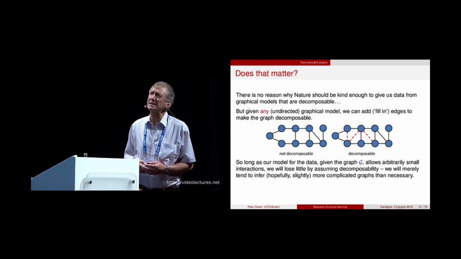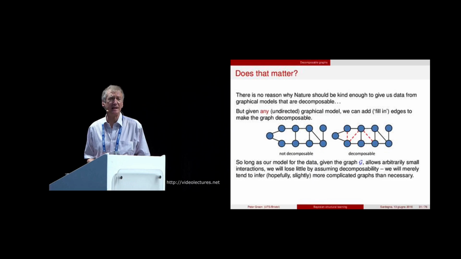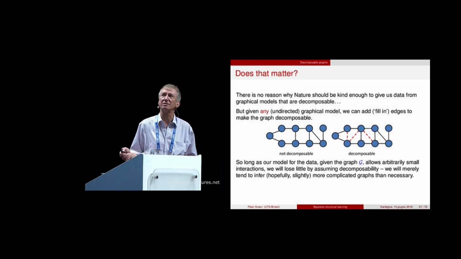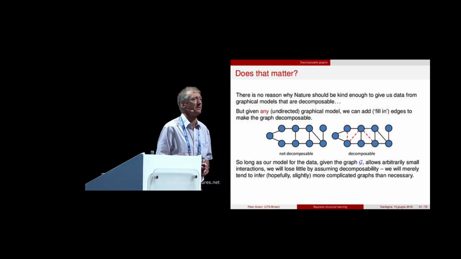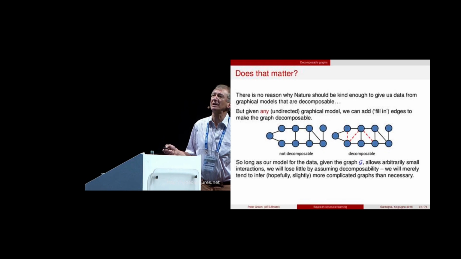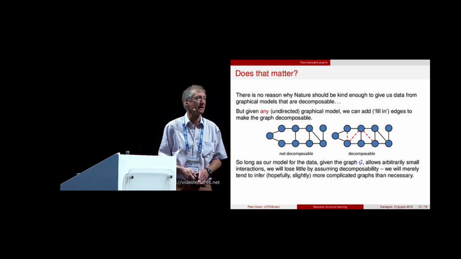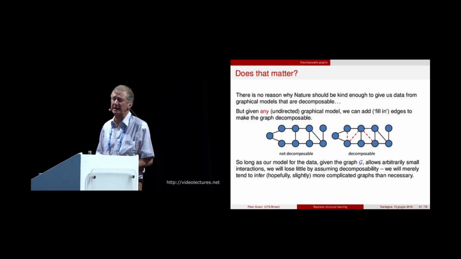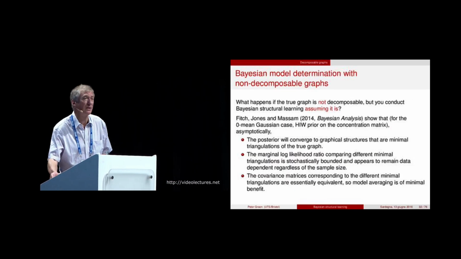Well, does this matter? Well, given any non-decomposable graph, we can always fill in edges so that it becomes decomposable. So imagine you're analyzing data and this was the real structural graph, and that's what you'd like to find, and you're going to be forced to find this one instead. Well, how much would that really matter? Providing our model allows arbitrarily small interactions, we may lose little by assuming decomposability. Well, that's hand-wavy and wishful thinking, but it's been firmed up with a real theorem.